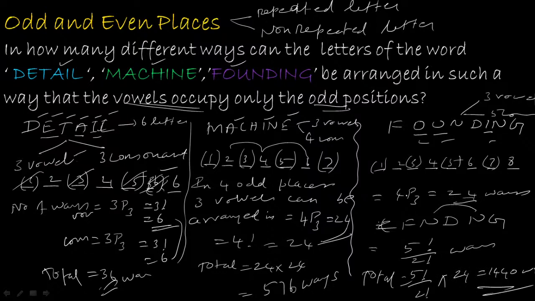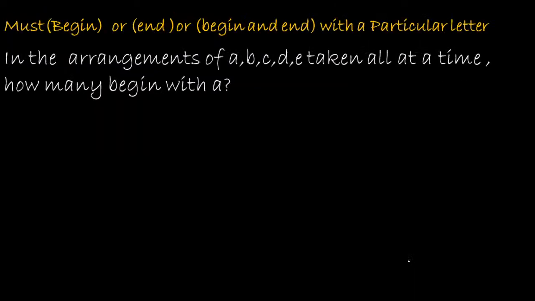Okay. So if there is repetition of a letter, no problem, as usual you have to write it in the denominator, that's all. So with this you got a clear idea about how to calculate the number of different arrangements in case of odd and even places.